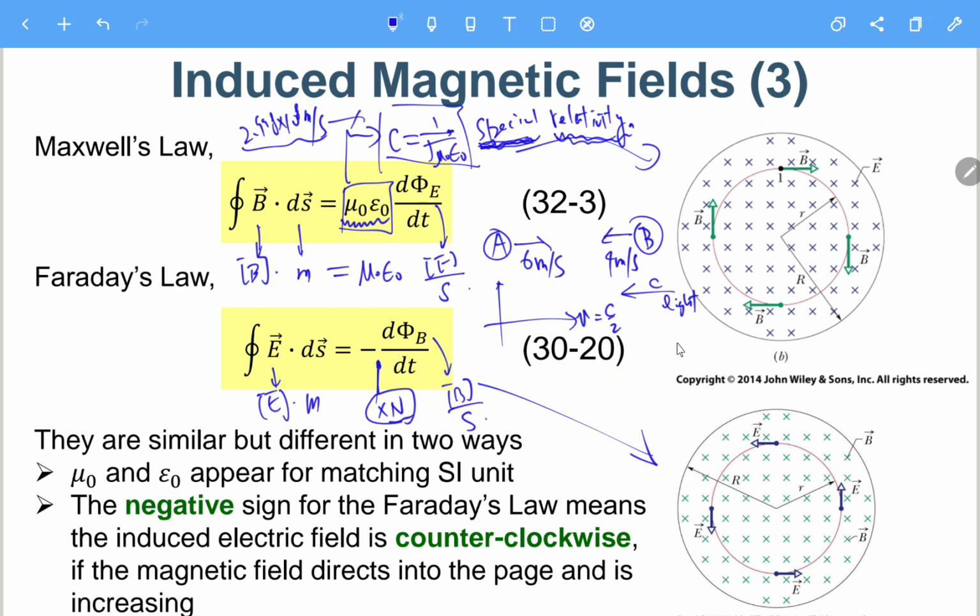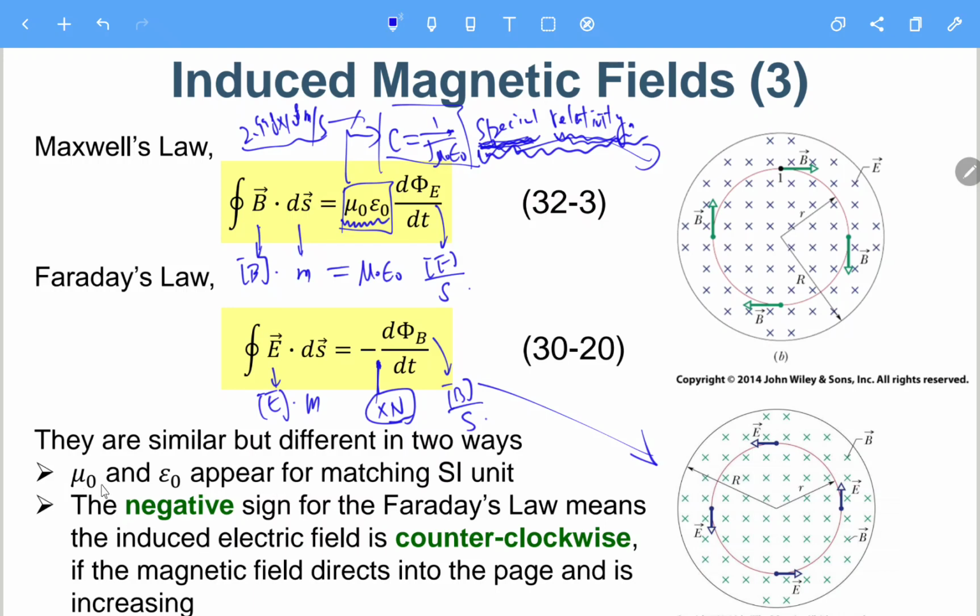Or if there is some light in this direction, you will feel like the light is moving at C away from you. This is very strange, but this is the assumption, called a postulate, for special relativity. Anyway, this is a little bit out of the scope of this chapter, so I just slightly mentioned it. Let's come back to here.